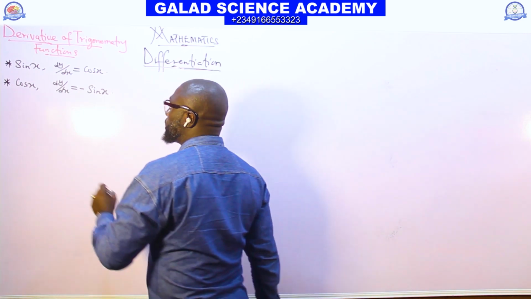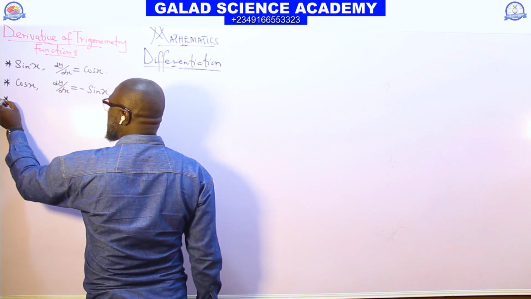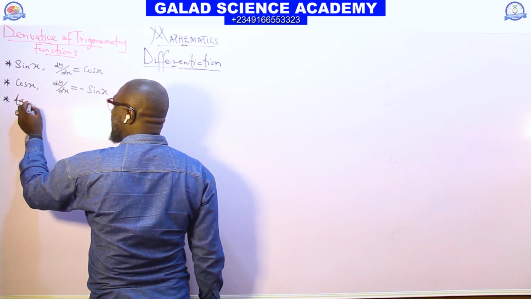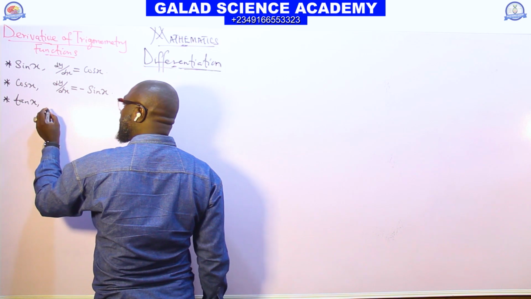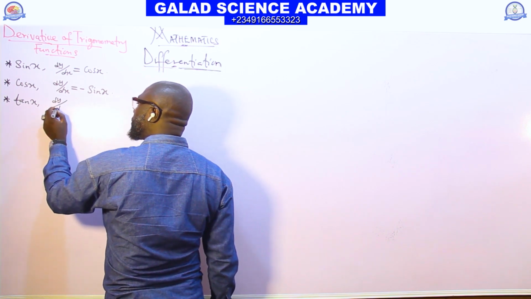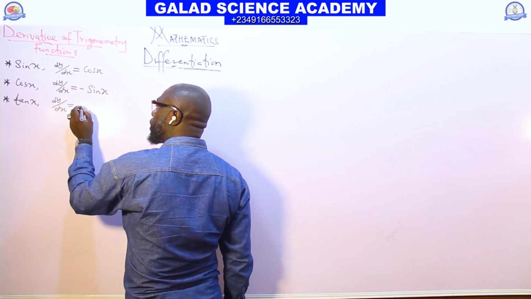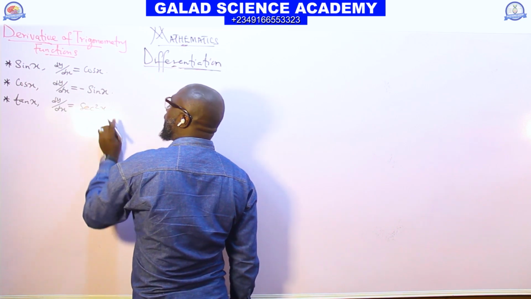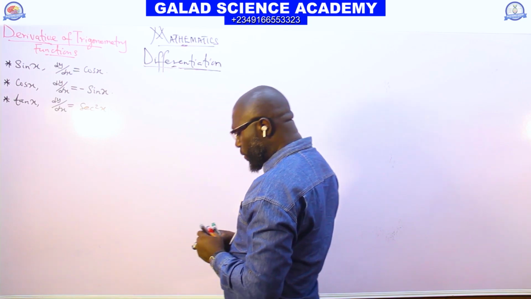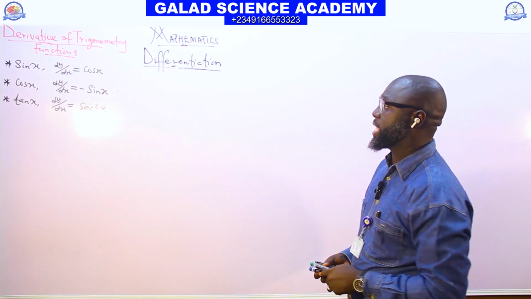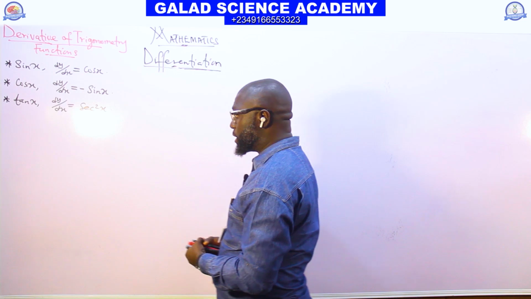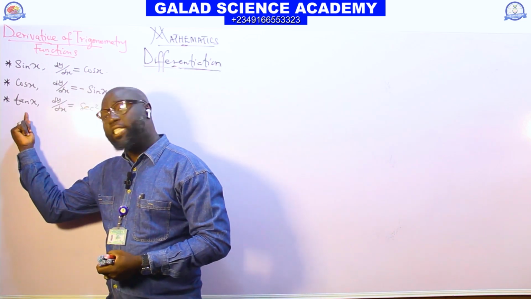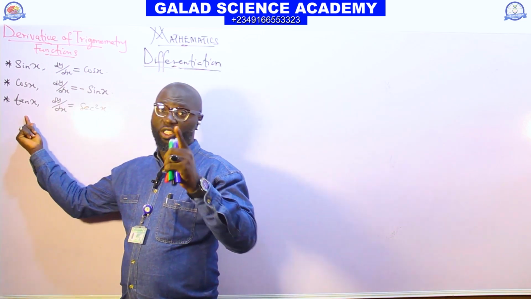The third one is the derivative of tan x. By using first principle, it tells us that we have sec squared x. But I would like to start again to check this by using the quotient rule.